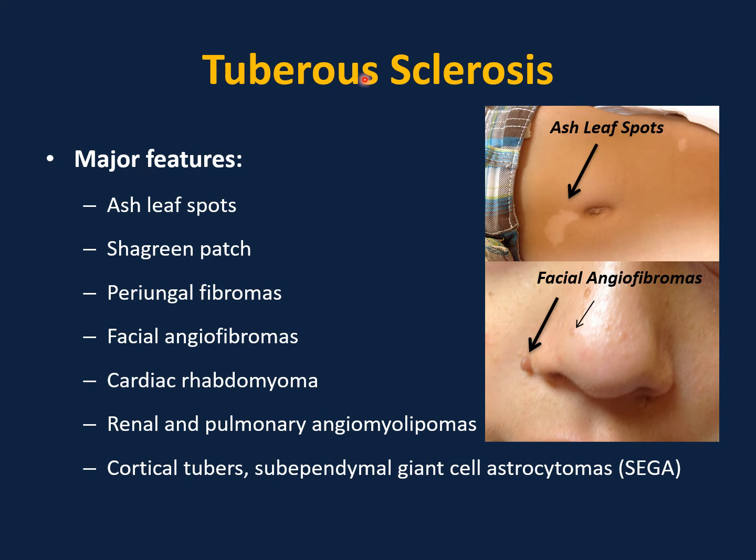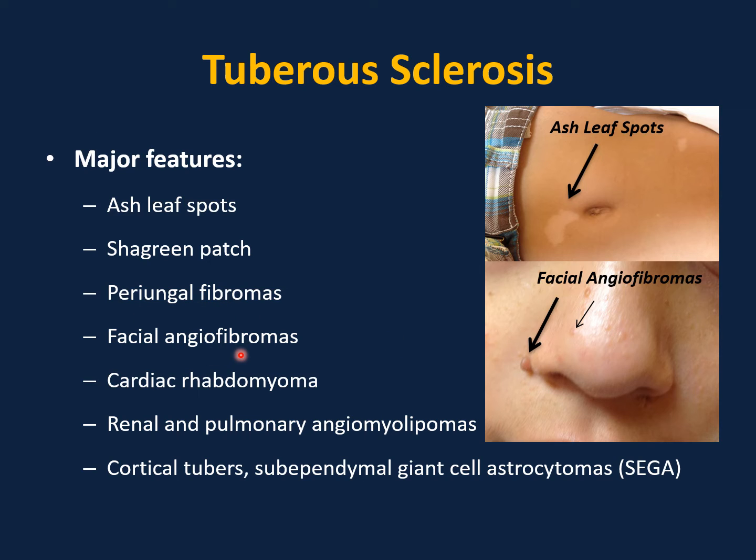Major features of tuberous sclerosis: ash leaf spots, which are hypopigmentation on the skin, and this can be seen easily after birth. Shagreen patch, which is a connective tissue hamartoma, commonly seen in the lower back and has a leathery texture, so it's a little bit soft. Periungual fibroma, which is similar to the fibroma around the nose, but you will see it around the nails.